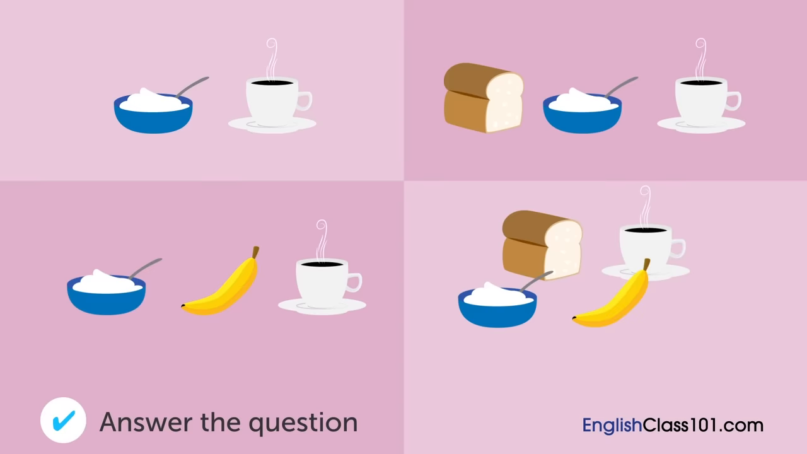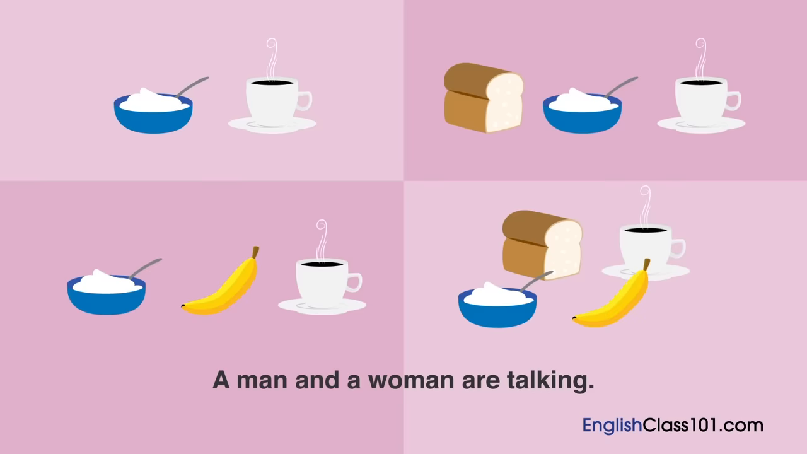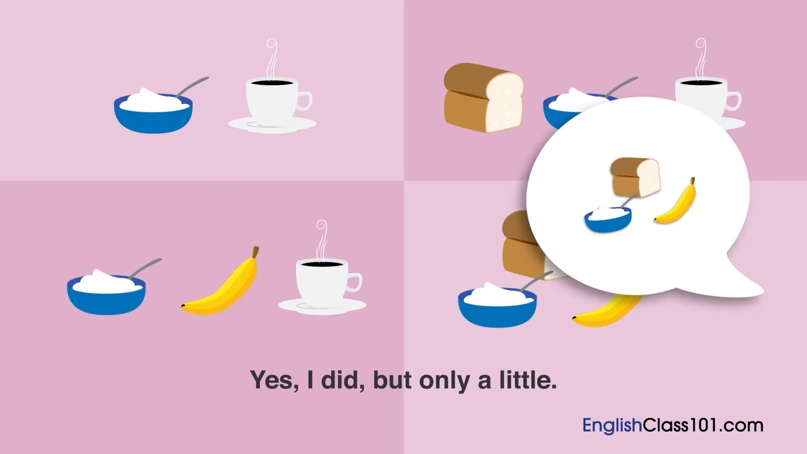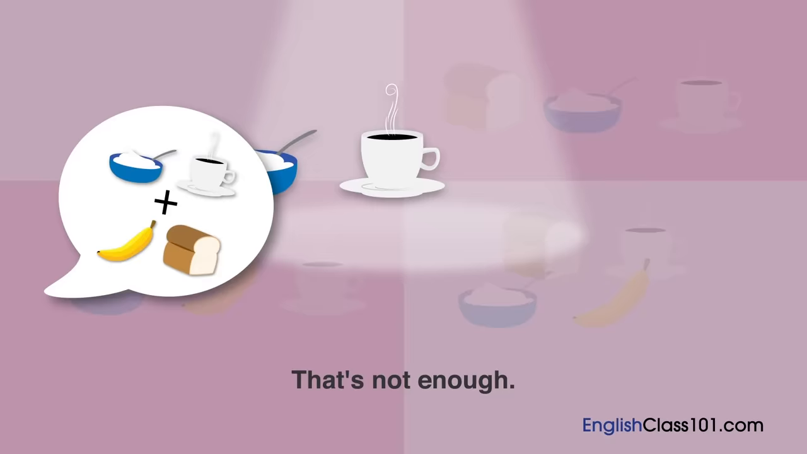A man and a woman are talking. What did the woman eat this morning? Oh, I'm hungry. Did you eat anything for breakfast? Yes, I did, but only a little. What did you eat? I had yogurt and coffee. That's not enough. You'll need some bread and fruit, too.